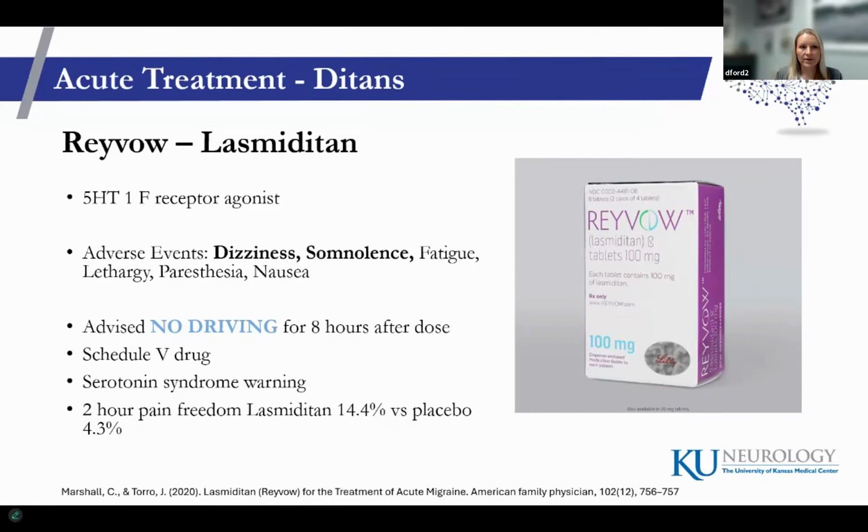So lasmiditan, this is the one I wanted to focus on just for a moment with the 5-HT1F receptor agonist. So we talked a little bit about 5-HT1B and 1D, and those are on those dural blood vessels. This one does not have the same vasoconstrictive effects because it's on the 5-HT1F, which is more in the brainstem focus. So it's just something to be aware of. But unfortunately, this one has a no driving for 8 hours after a dose rule because of dizziness and somnolence. And so that's something to be aware of with your patients, that if they need this, this is going to be, in my mind, my rescue for a patient who doesn't want to go to the ER. They're going to be able to take this then and go to bed and hopefully make it through the rest of that day. Next slide.